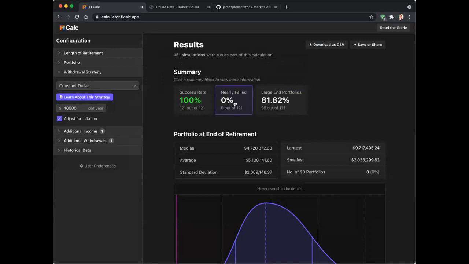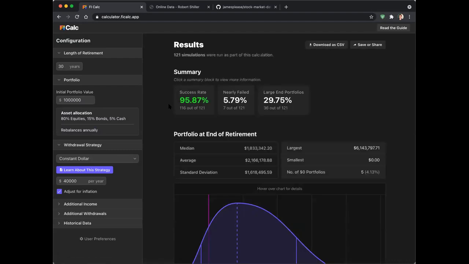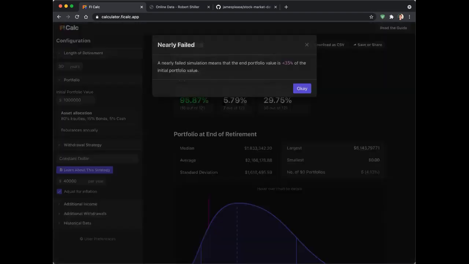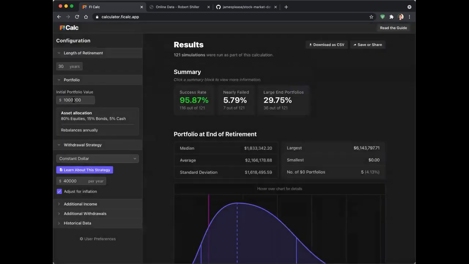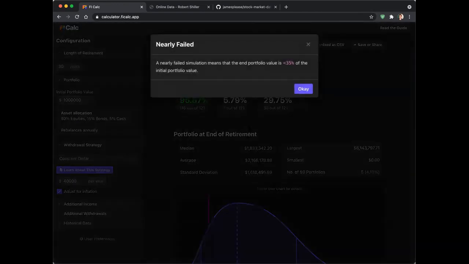And we're seeing here that it's 0%, and that's because I added some of these additional incomes. So I'm actually going to refresh the page to wipe all that data out. And you can see here that with this default $1 million portfolio with this 40,000 constant dollar strategy, we're getting 5% of these simulations as being nearly failed.